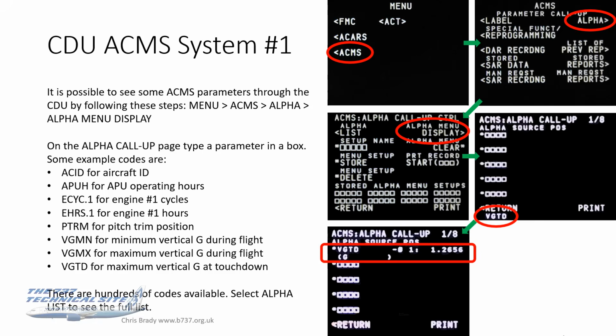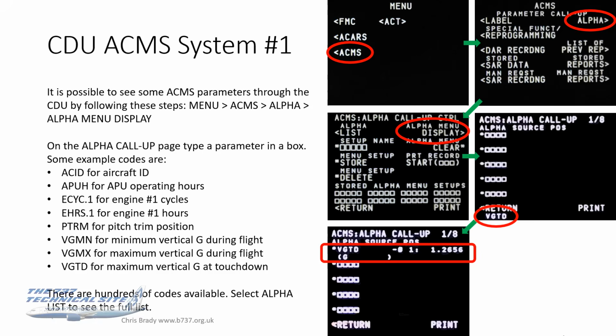Now, some example codes are ACID, aircraft ID, EPUH for the APU operating hours, engine cycles, engine hours, pitch trim position, minimum vertical G during flight, maximum vertical G during flight, and the one that pilots are most interested in, which is VGTD, which is the vertical G at touchdown. So if you go through those steps, you can pop in your VGTD if that's the one you wanted to see what your touchdown G was recorded as. I will come on to discuss this particular parameter in detail in a moment, but this is how you see it anyway, the raw data.